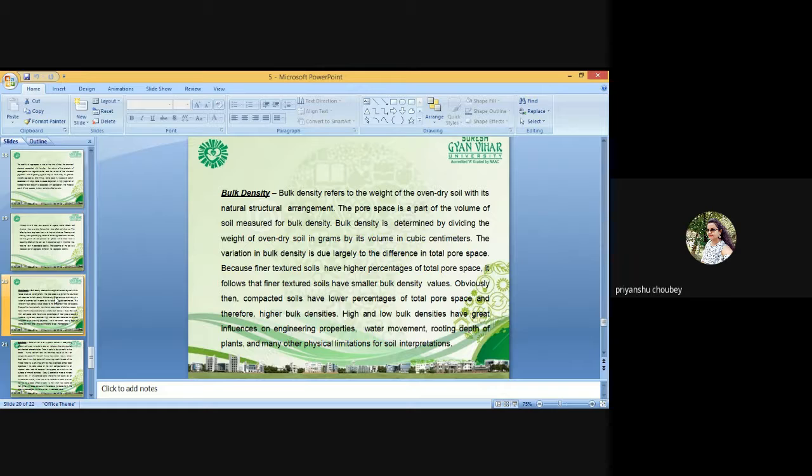The value of specific volume for agricultural soil may vary from 0.55 to 0.70 cubic meter per megagram for coarser textured soil, and from 0.70 to 0.90 cubic meter per megagram for fine textured soil.